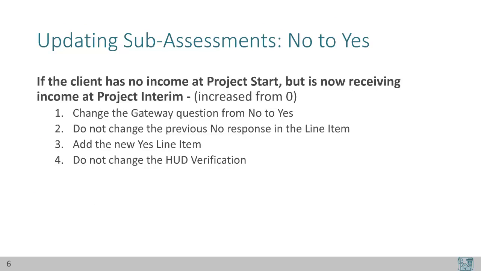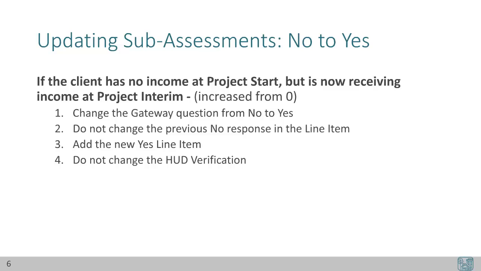Let's start with an update from a no to a yes response. We will use income as an example for the different ways to update subassessments because it is the most common change. These steps apply to the other subassessments as well. If the client has no income at Project Start but is now receiving income at Project Interim, meaning they increased from 0, here are the steps.